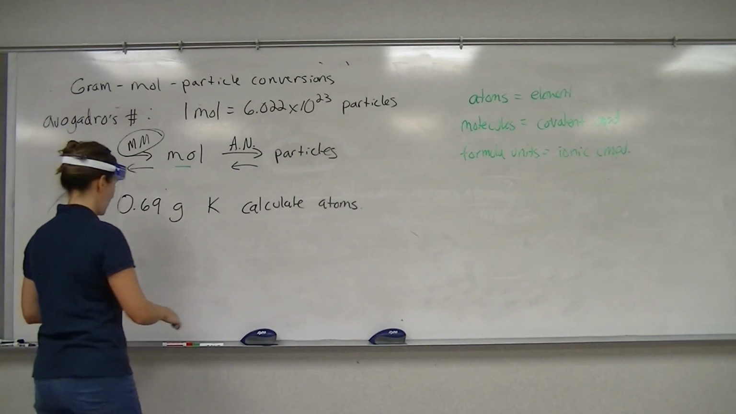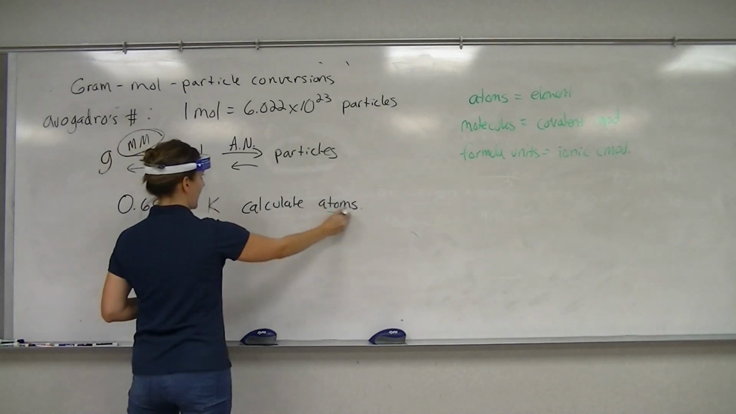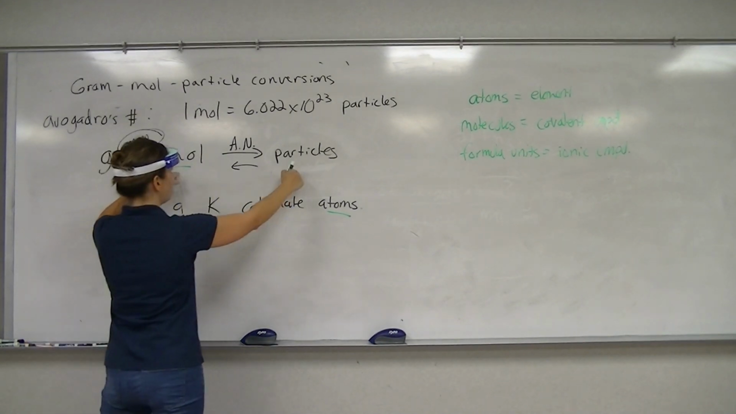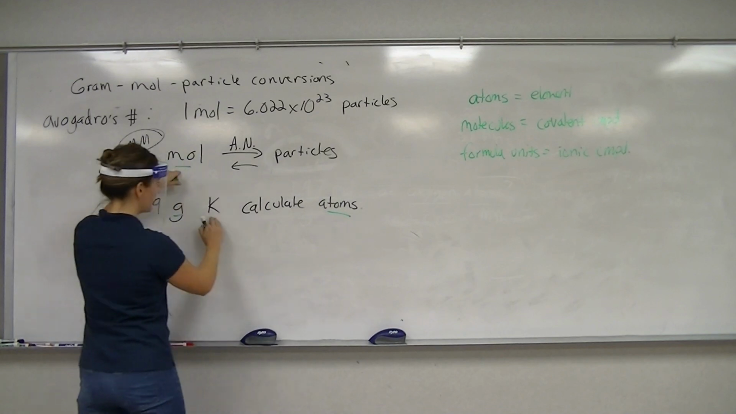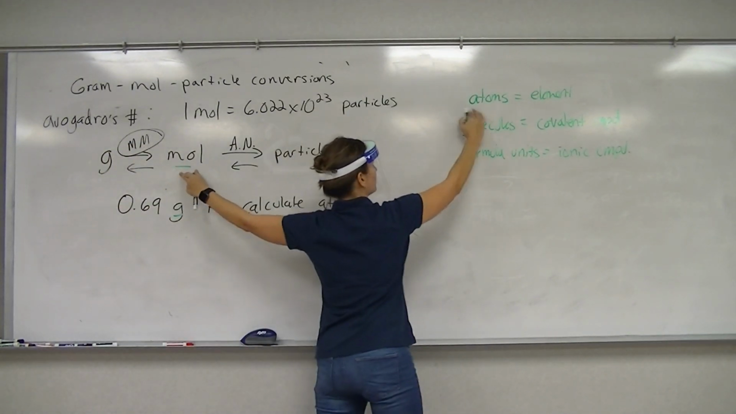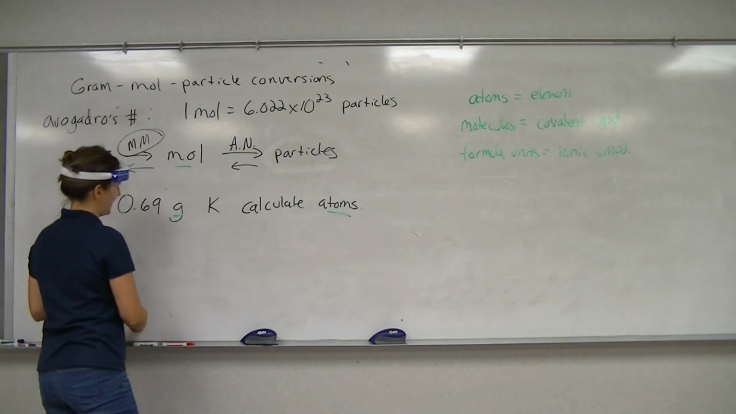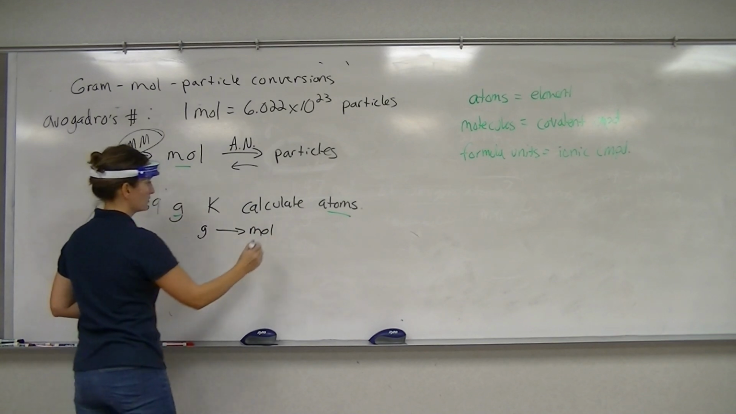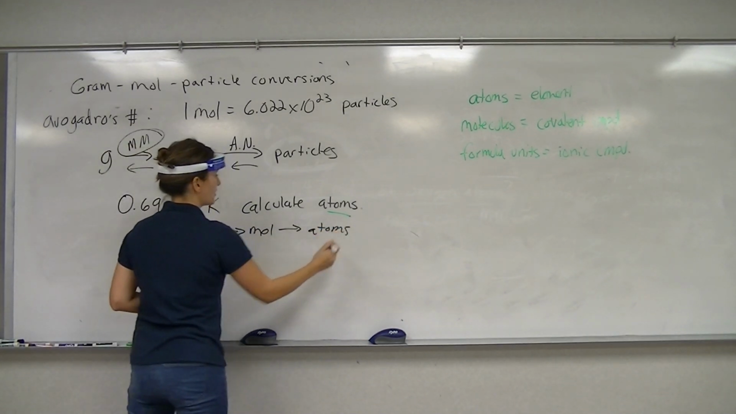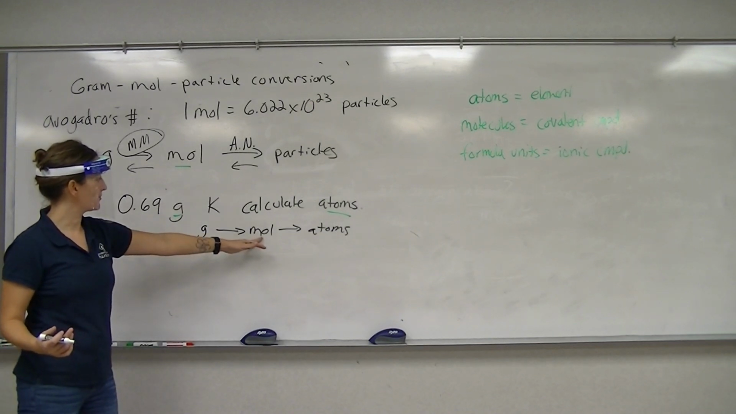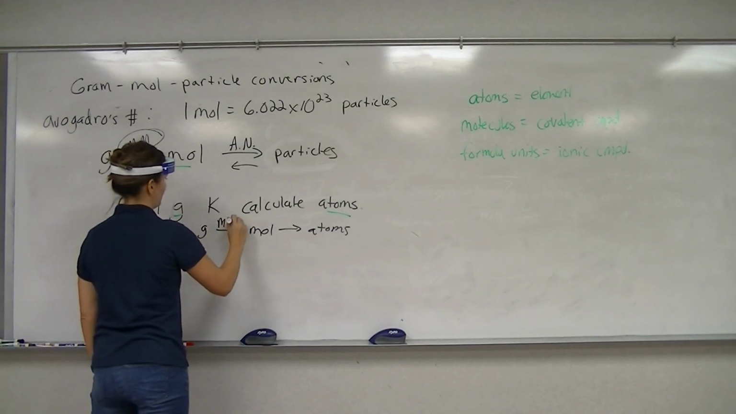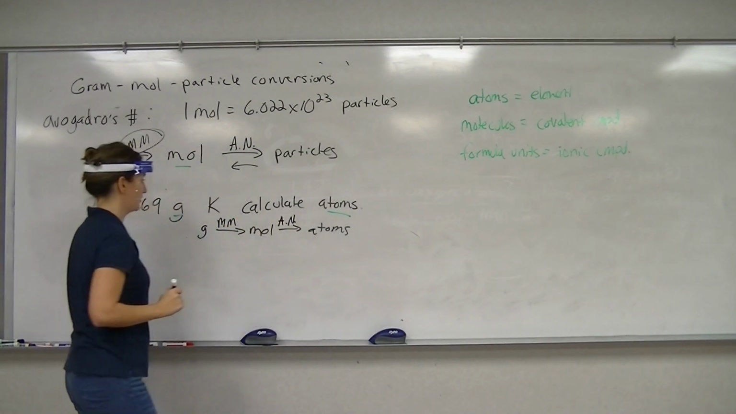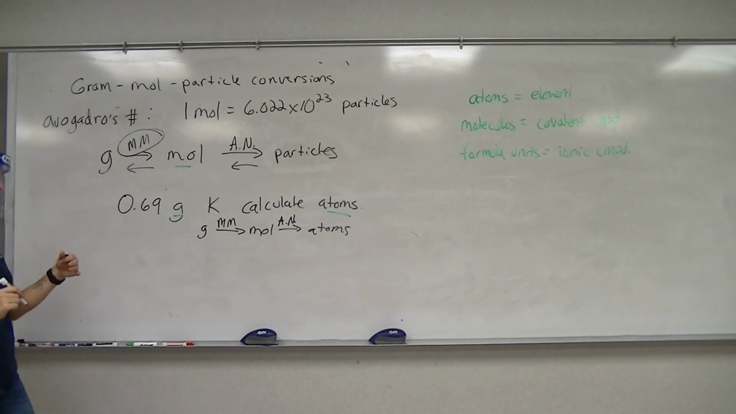All right, so we have grams, we're going to atoms. So two steps, right? We have to go from grams to moles first, and then from moles to particles. In this case, since it's an element, we're looking at atoms. So my plan: grams to moles, moles to atoms. What do I need? First step, grams to moles, I need molar mass. To go from moles to atoms, I need Avogadro's number. So let's get those listed over here so we can start our railroad tracks.